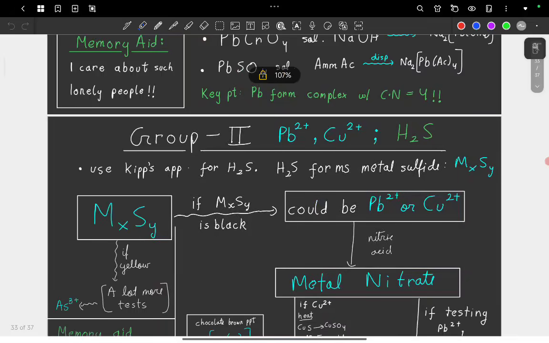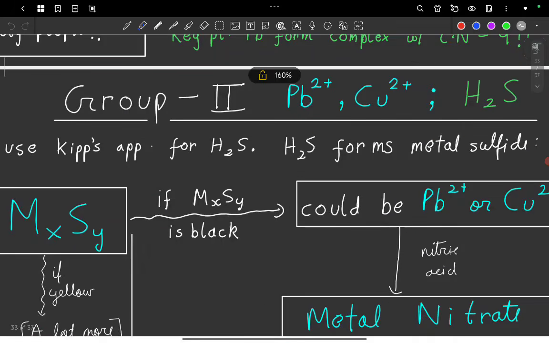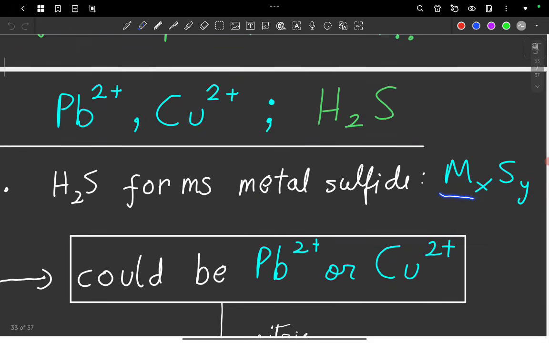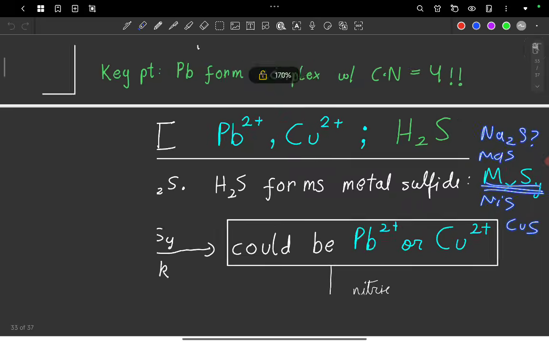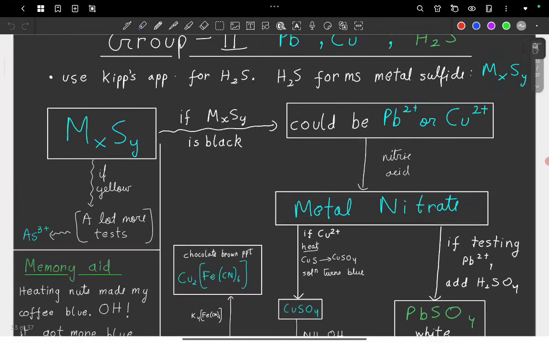Okay. Now, what do you think H2S will do? Here, HCl performed a displacement reaction and formed a salt with the cation. So here, H2S will do the same, and it will form a metal sulfide with the general formula MxSy. Basically, an example of a sulfide can be Na2S, or might even be MgS, NiS, CuS. This is just a general formula of a metal sulfide, and using this metal sulfide we are going to test for the presence of these cations.